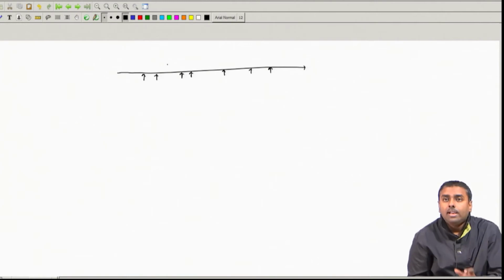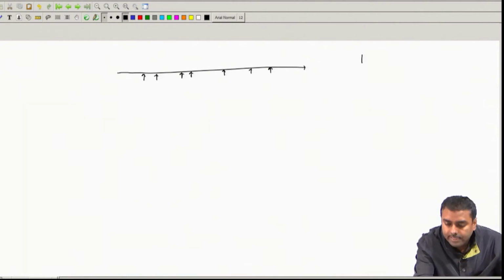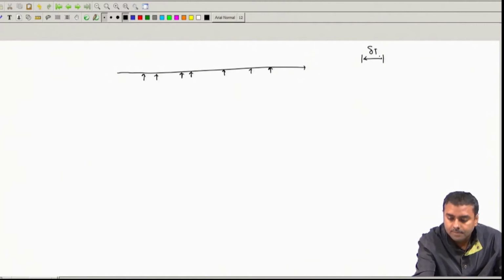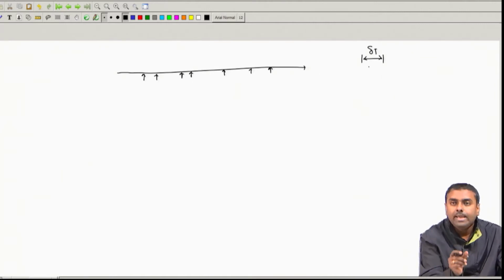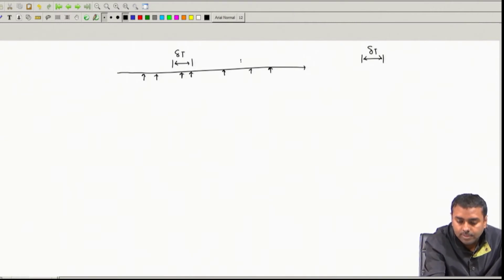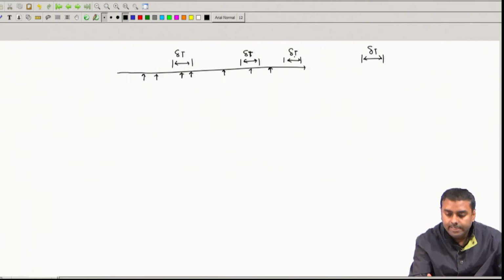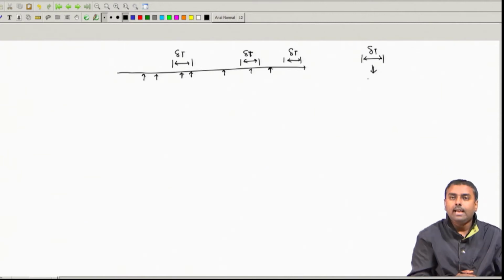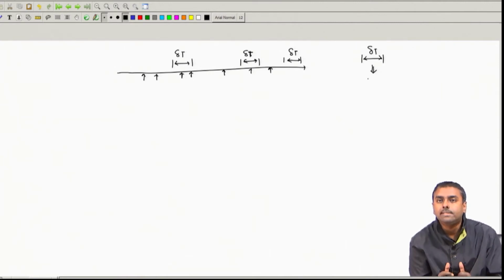Now, let us call a probing time interval of interval delta t. That probing can be happening at any instance. So, I can probe it over here for an amount of delta t. I can also probe it over here for an amount of delta t. I can probe over here for an amount of delta t. So, I define this probing interval of delta t and I try to gather the statistical property.